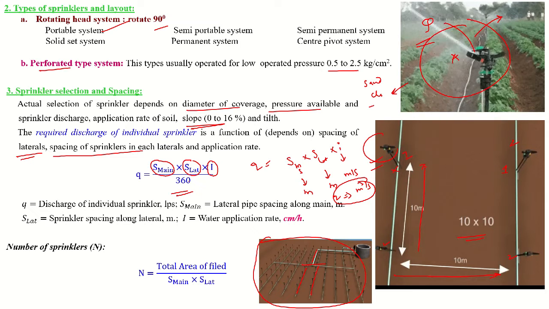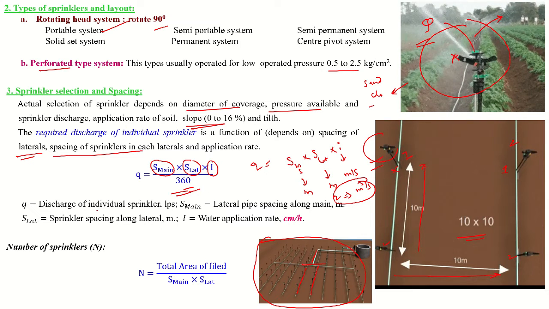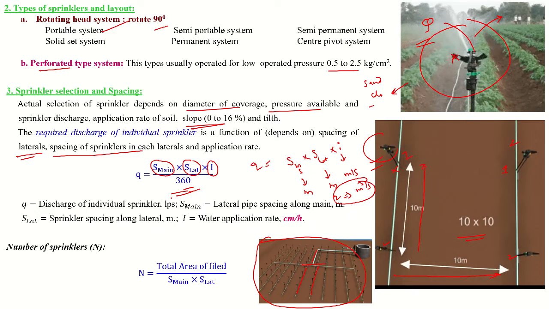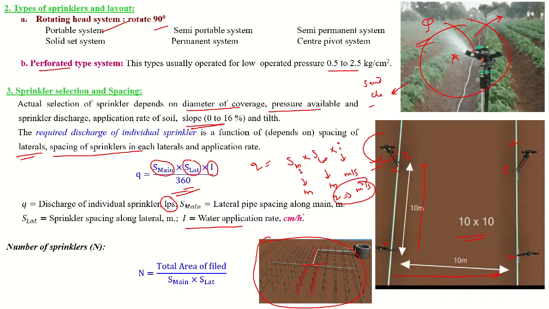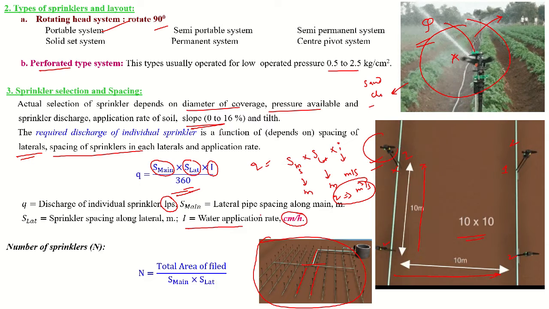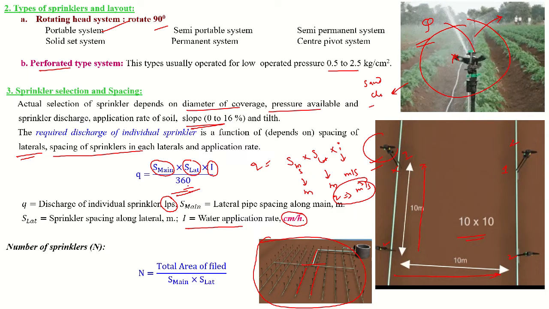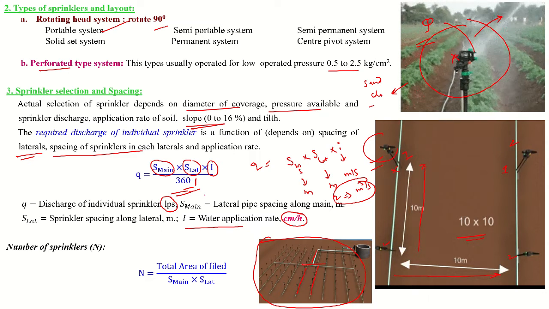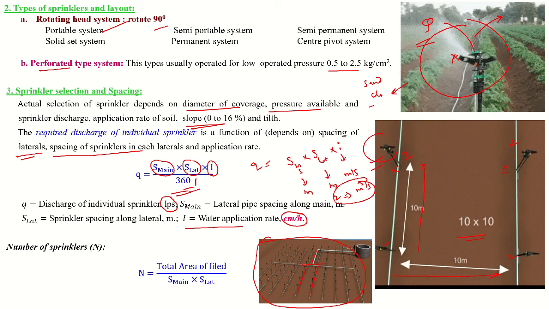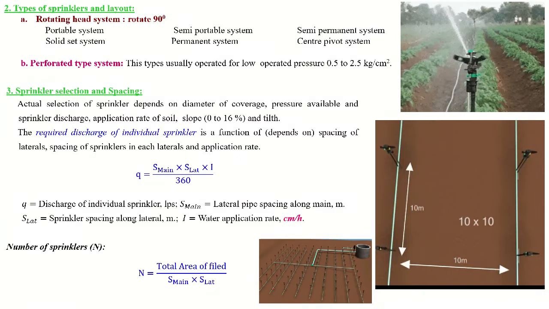But here, 1 by 360 is the conversion factor, where the discharge of the individual sprinkler is always taken in liters per second, and I is the application rate in centimeters per hour. If you use centimeter per hour and liter per second, we get the 1 by 360 conversion factor. Please don't get confused.